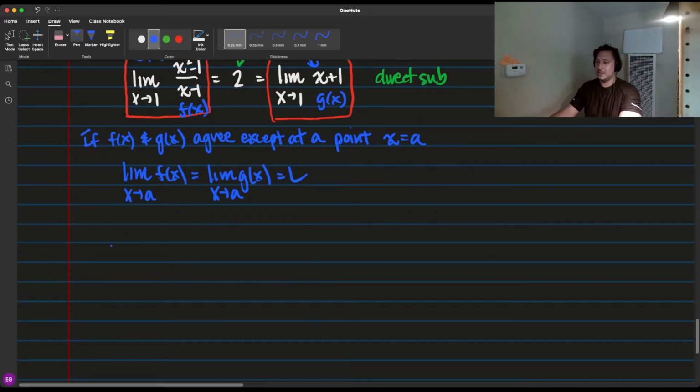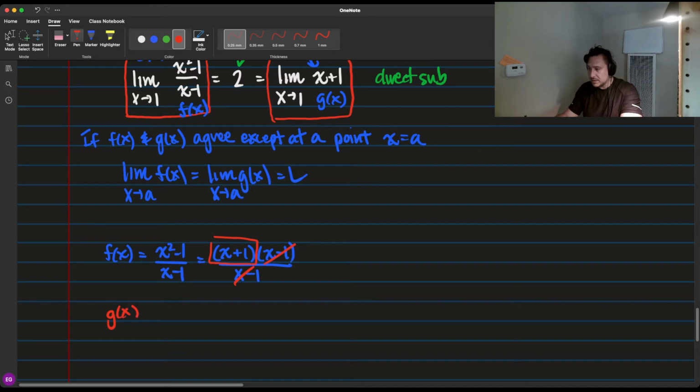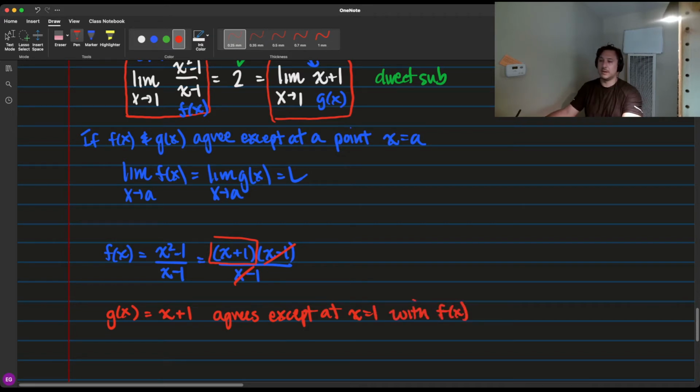Let's see why. So we started with our f of x equals x squared minus 1 over x minus 1. The top factors into x plus 1 times x minus 1. And now you look at this, and you're like, oh, those x minus 1s cancel. And what are you left with? That was that g of x. So your g of x equals x plus 1. That's the function that agrees, except at x equals 1, with f of x. So let's do an example of this.